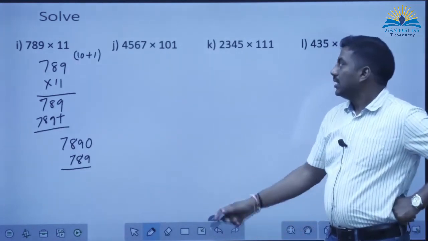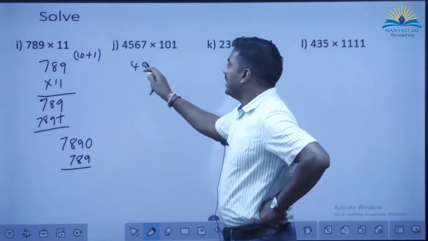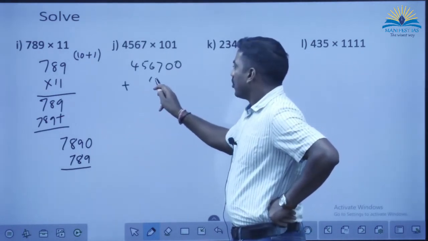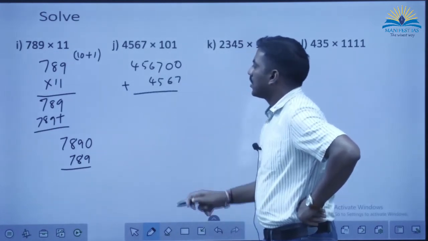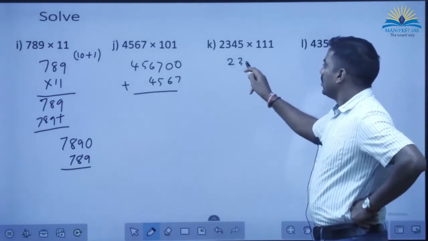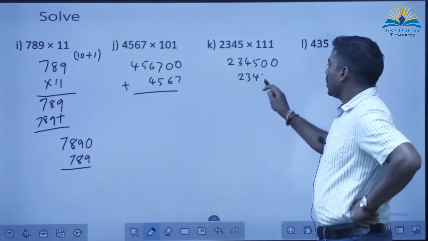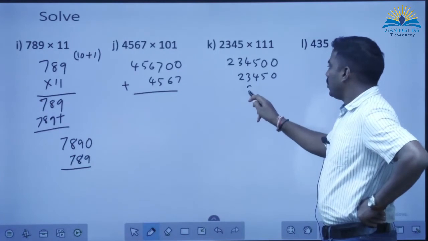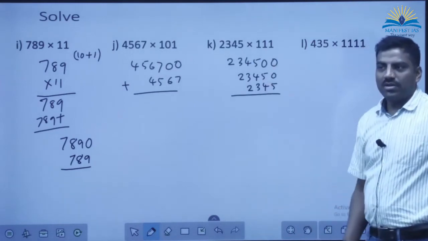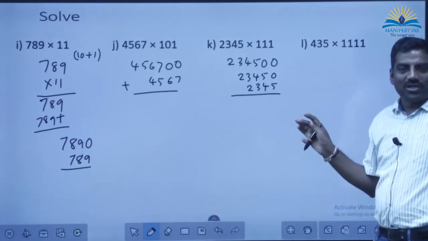For 101, how do you write it? 100 plus 1. So 4, 5, 6, 7. For 100, give double zeros, plus 4, 5, 6, 7. For 111, 2, 3, 4, 5, double zero for 100, 2, 3, 4, 5, single zero for 10, and 2, 3, 4, 5 for 1. But now people have lost this skill, to write which number under what. People have lost this skill because of calculators.